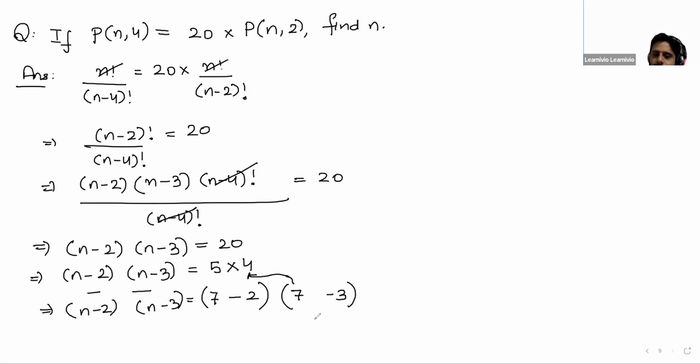Now please compare both the sides. So Yusra, can you tell me what is the value of n? 7. Very good. n is equal to 7. So this is the second method to solve this question.